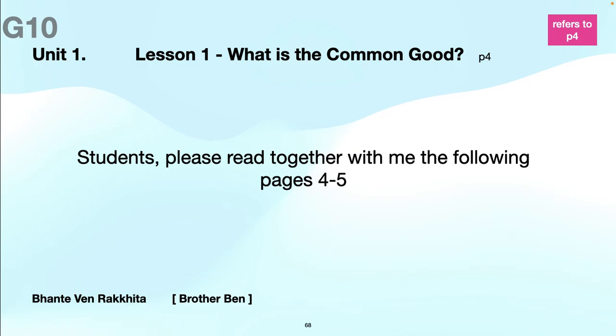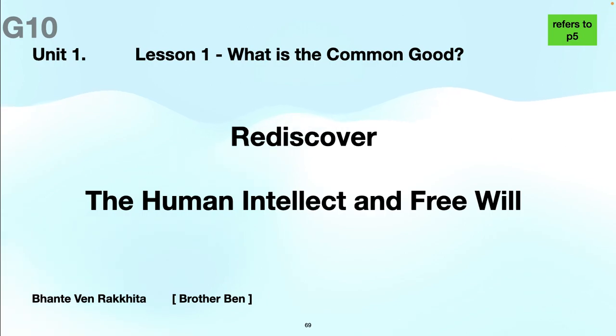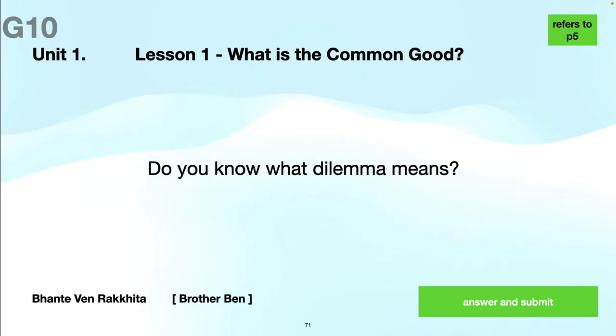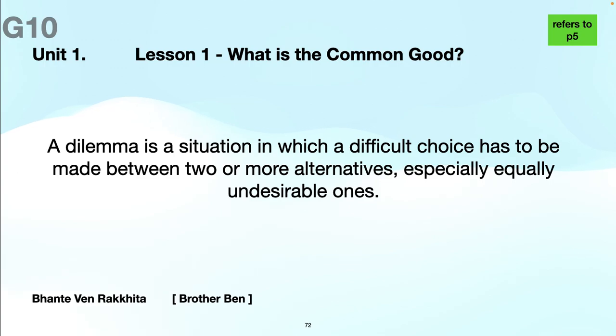So students, please read together with me the following pages 4 and 5. Rediscover the human intellect and free will. Have you experienced a dilemma? That's an answer and submit one. Do you know what dilemma means? That's good. A dilemma is a situation in which a difficult choice has to be made between two or more alternatives, especially equally undesirable ones.